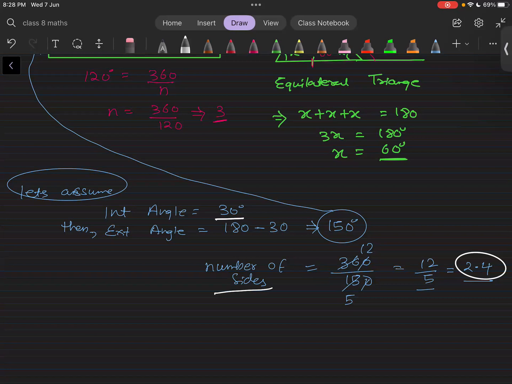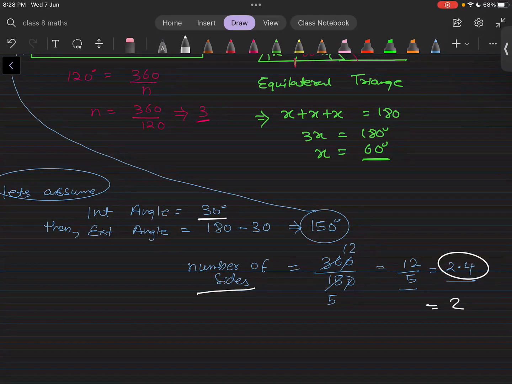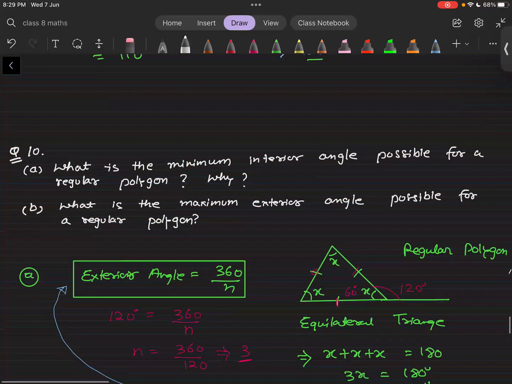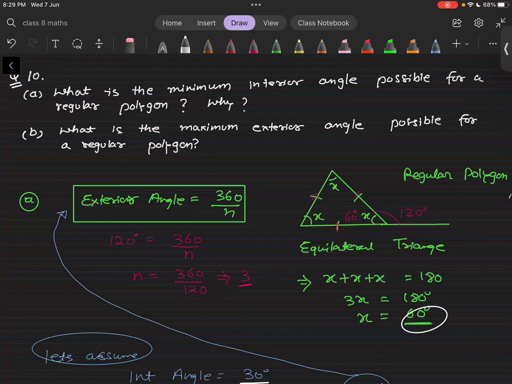If I ask you to draw a figure having 2.4 sides, can you draw it practically? Practically, is it possible? It's not possible, right, guys? If it was 2, even then it was not possible. But if it was 3, then it was possible. You could draw a figure. If it was 2, how are you supposed to draw a figure? Or if it is 2.4, how is it possible to draw the figure? So that's why we take the minimum interior angle as 60. That is the possible value that will give me a polygon. Right, guys? I hope you got this one.